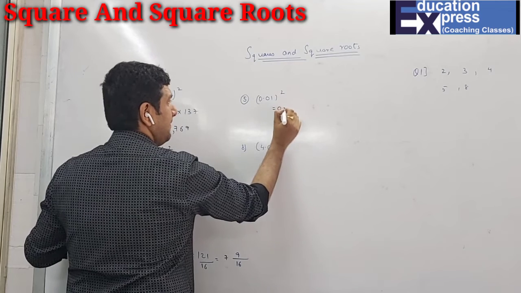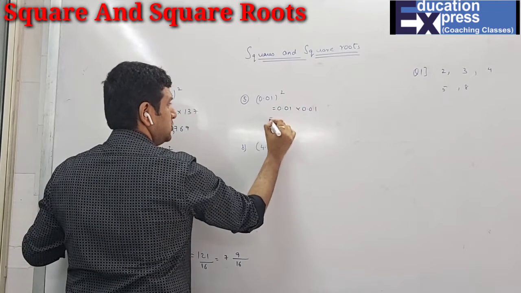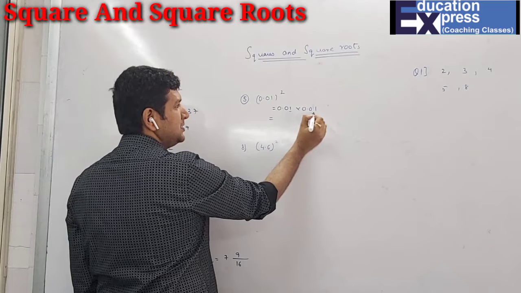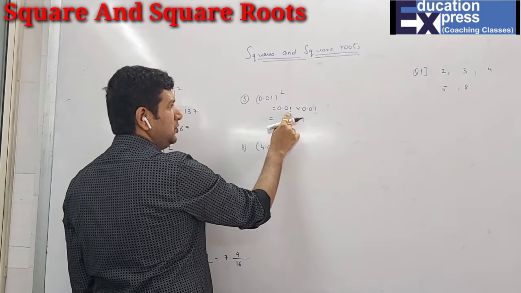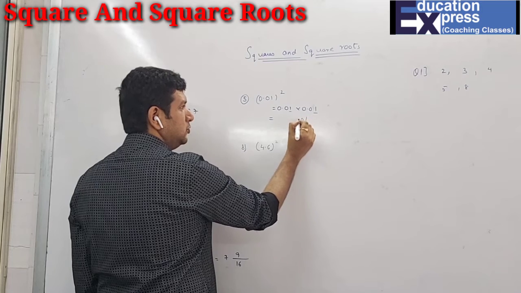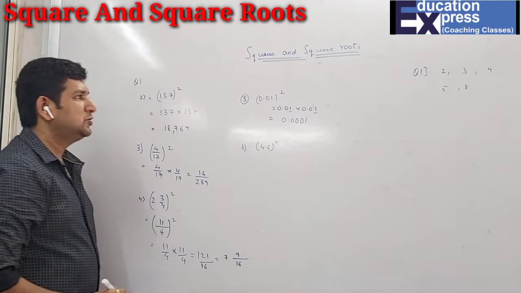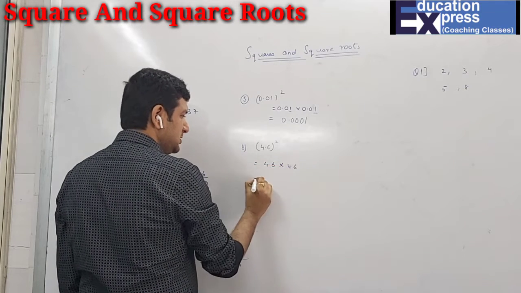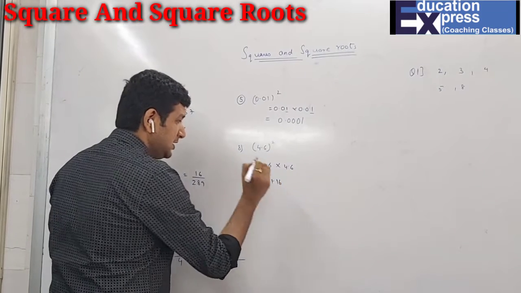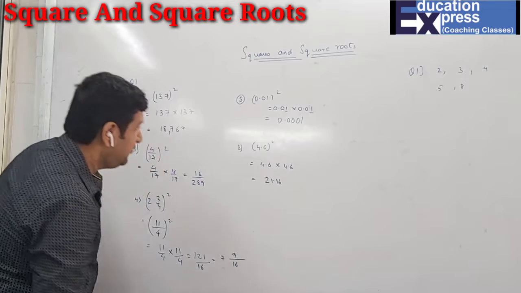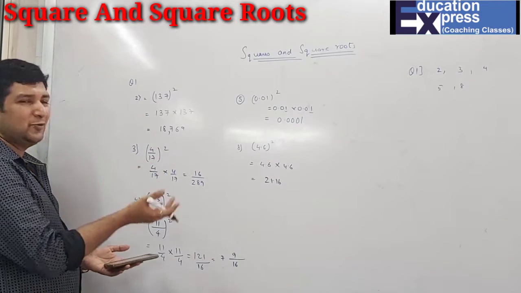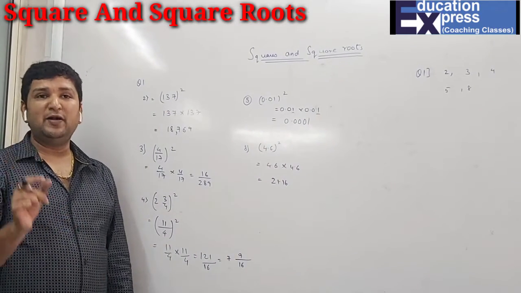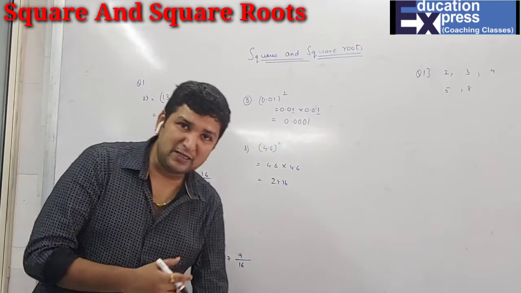Now 0.01 into 0.01. Students, over here, what you have to do is, whenever there are so many decimals, you just have to multiply number by number. 1 ones are 1. Now how many decimals are there? 1, 2, 3, 4. So 1, 2, 3, 4. Answer is 0.0001. And last is 4.6 ka square, which is 4.6 into 4.6, 0.16. So with this, we have finished your first question. Just find the squares. Question number 2 and question number 3, both the cases we just have to find using prime factorization method whether they are perfect squares or not. So now we'll start with question number 2.